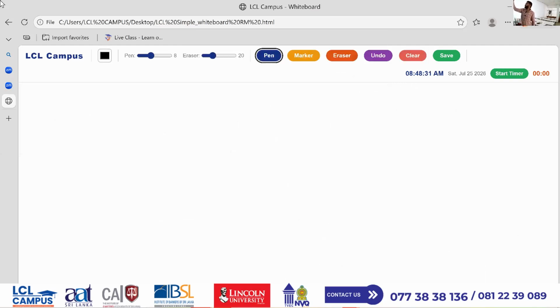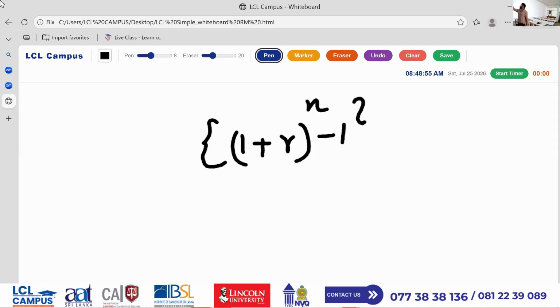For the effective rate of interest, this is the formula given in the formula set: 1 plus simple r to the power n minus 1 into 100%. Here, normally under financial mathematics, we take R and N. Normally, R is the rate of interest, N is the time period, right? But under the effective rate of interest, it means something different.